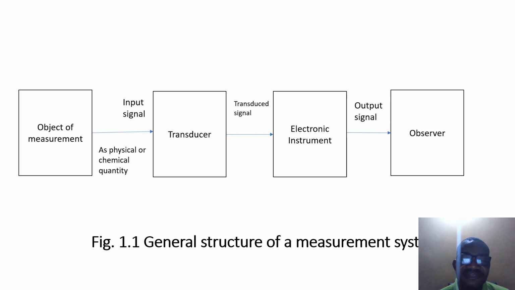What it means by transducing the signal is, first, it detects the signal that is to be measured. Then it converts it to an electrical signal. That electrical signal enters the electronic instrument, and it displays the particular output. That is the result of what has been measured. So the observer, the person trying to take the measurement, can see the result of what is being measured.